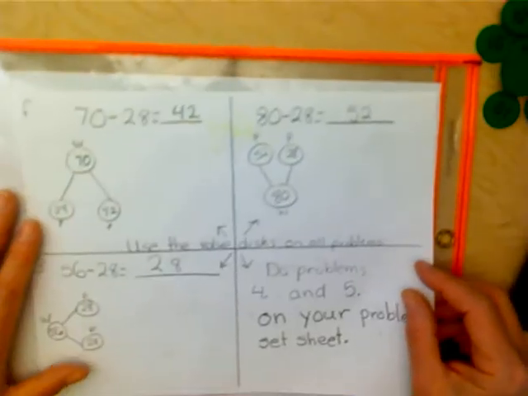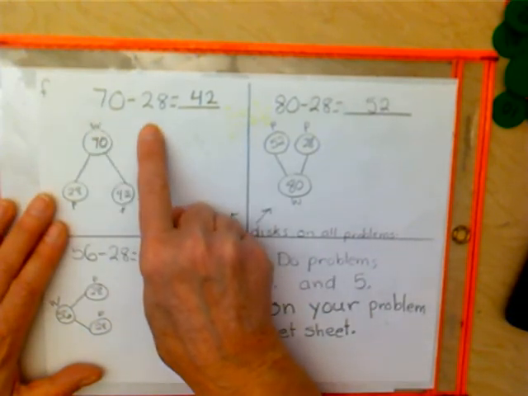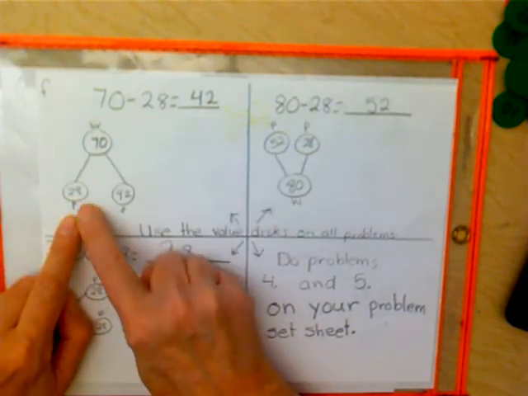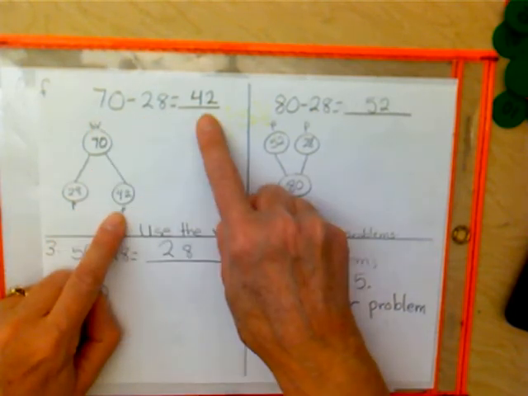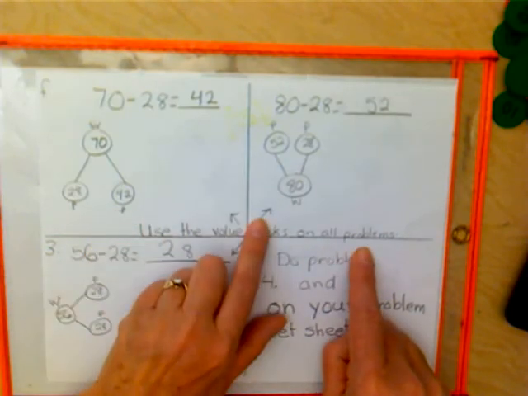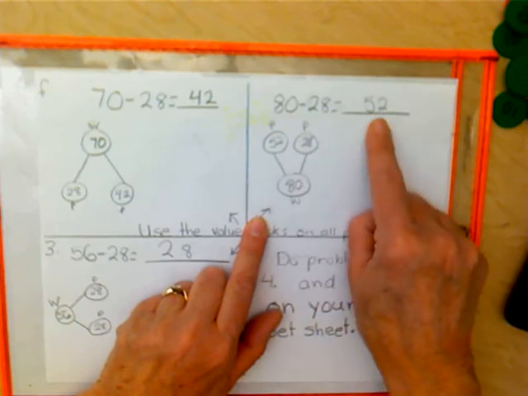Okay, so I think I'm not going to demonstrate these next ones. I will just show you what the answers are. 70 take away 28 is 42. 70 was my whole, 28 was the known part, and 42 was the part I had to figure out. I hope you used your value discs on all of these problems. Okay, F, the second problem, was 80 take away 28, which gave us 52.